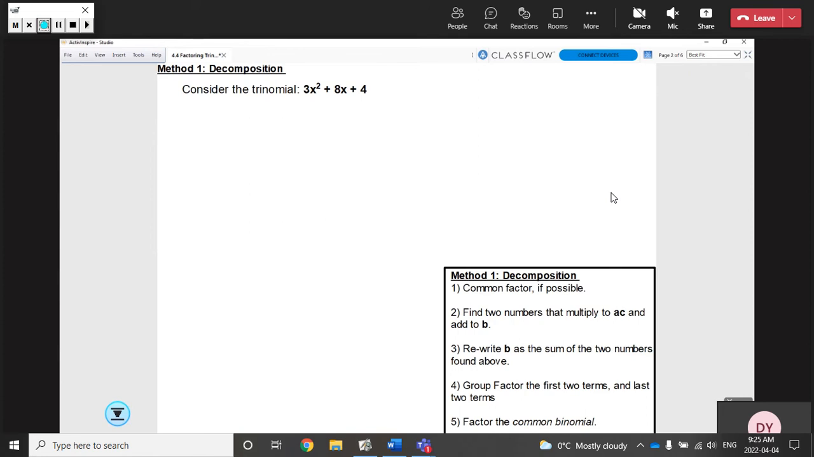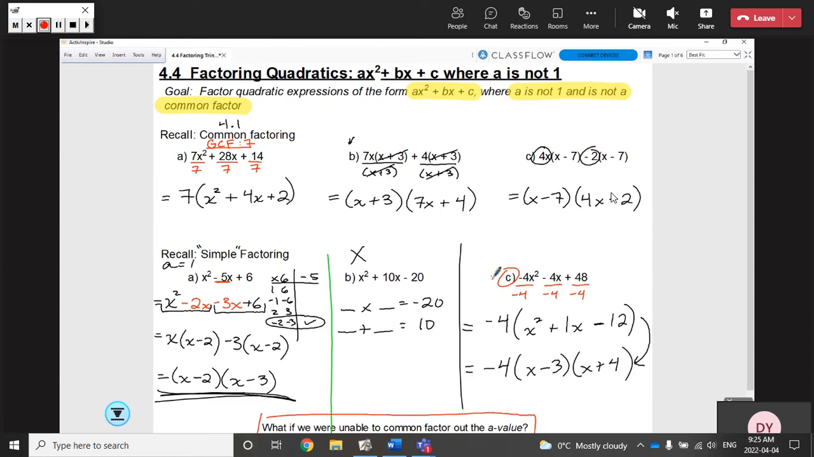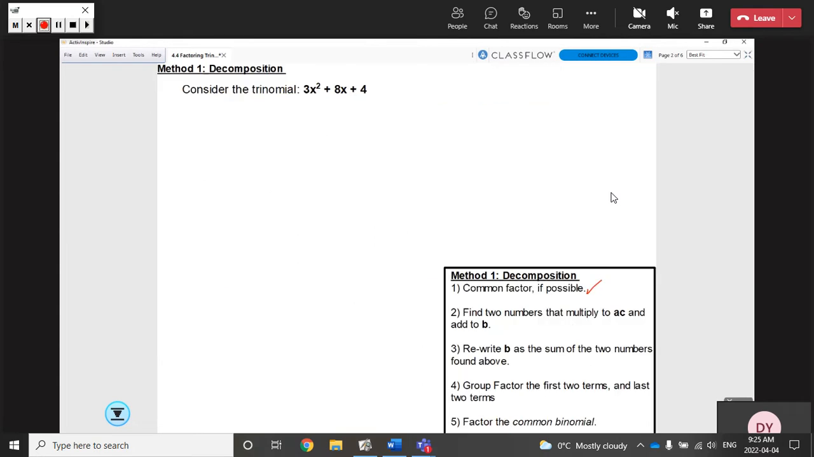When we're met with this, our first question in factoring is, can we common factor? That's got to be the first question you ask yourself, because if you're able to common factor out that first a value, life is pretty good. It goes back to this last example in part C. It's a pretty sweet move when that's able to happen, but not every time it'll happen.